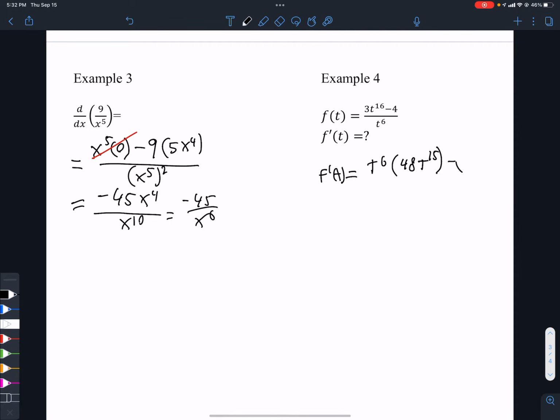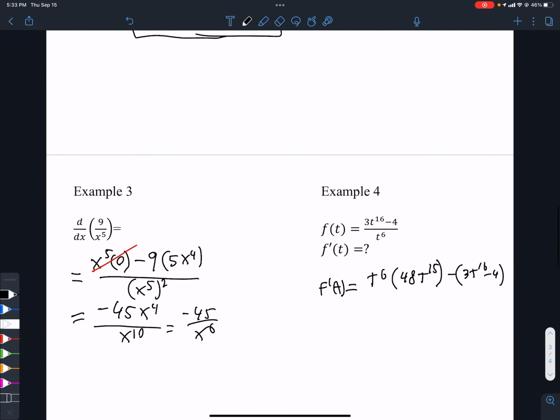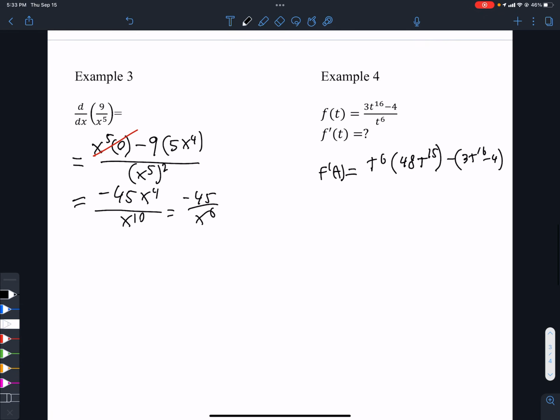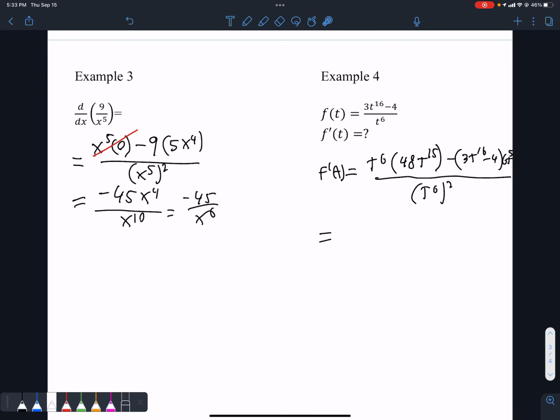Low d high minus high. I'm going to copy the top. And the derivative of the bottom, using power rule, is 6t to the 5th. That's really scrunched. All over the bottom one squared. 48 is going to stay. Keep doing that.